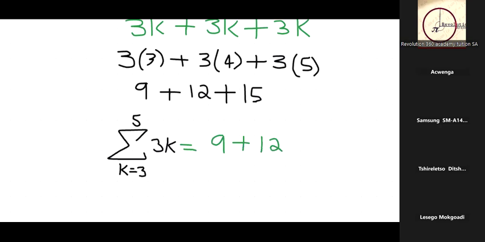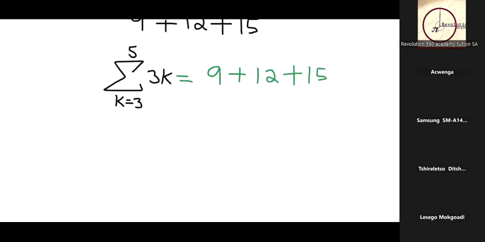And then after that, for your final answer, you'll say, therefore, sigma, you can write it properly. Show them that you know your stuff. 5, and then here it's k equals 3. And then here it's 3k. It's equals to, then you add 9 plus 12 plus 15. What is 9 plus 12 plus 15? 36. Yeah, 36. As easy as A, B, C. You get a mark. So that's how sigma notation works.